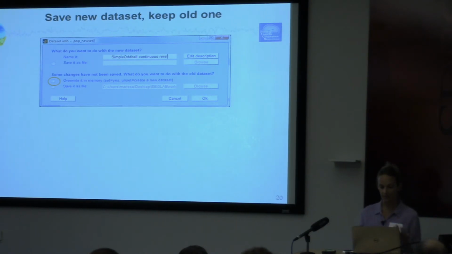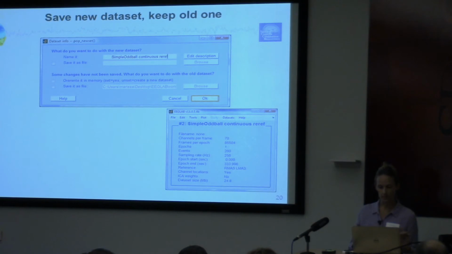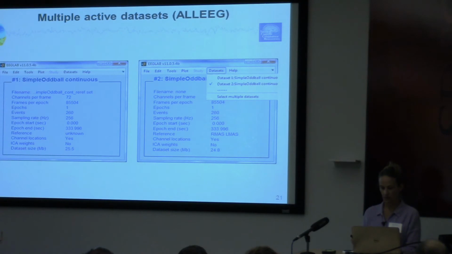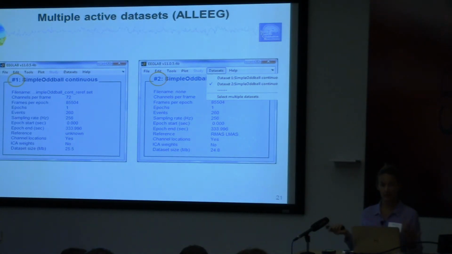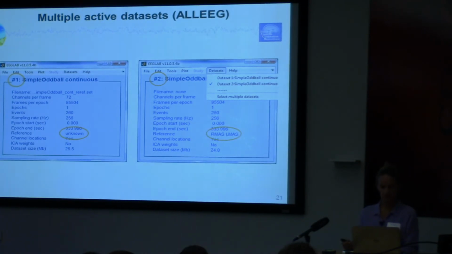If you don't click this box, it's going to create two EEG datasets, and you can toggle between them. So here, if I don't click overwrite, then I'm going to have two different datasets here. I'm going to have a number 1 and a number 2, and you can toggle between them in the datasets menu here. And if you name them something descriptive, like re-referenced or something like that, then it's easy to know which dataset you're working on. So for example here, this one has a different reference.